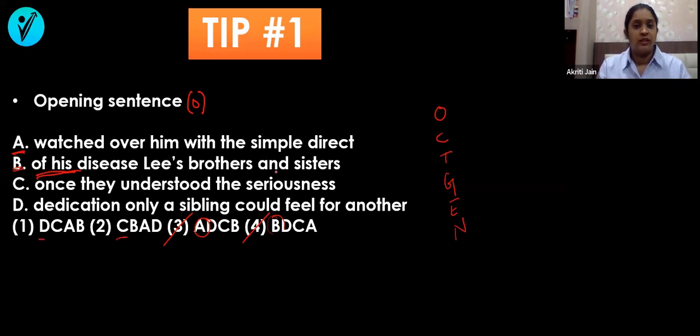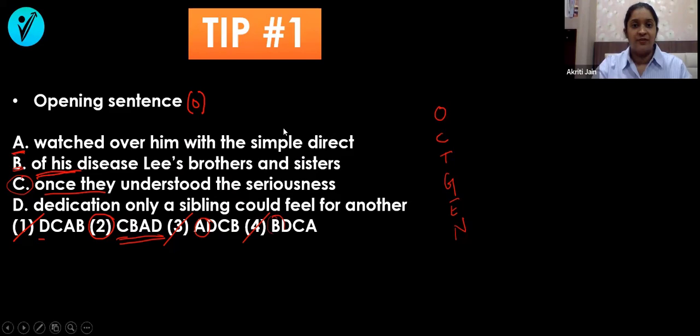"Once they understood the seriousness." When we usually begin stories or sentences with "once upon a time", "once they understood"; versus "dedication only a sibling could feel for another." So option C seems like the perfect opening sentence, and now I can eliminate the first option as well. Let's read it in this sequence and see if this makes any sense or not. Once they understood the seriousness of his disease, Lee's brothers and sisters watched over him with the simple, direct dedication only a sibling could feel for another. So, by just looking at the first sentence, by understanding what my opening sentence could be, I have been able to unjumble the entire paragraph, form a coherent paragraph and choose the correct answer here.